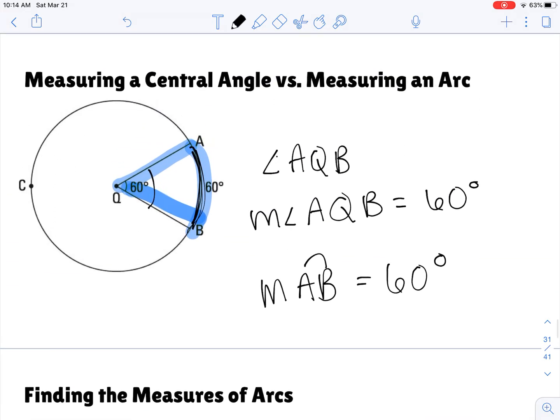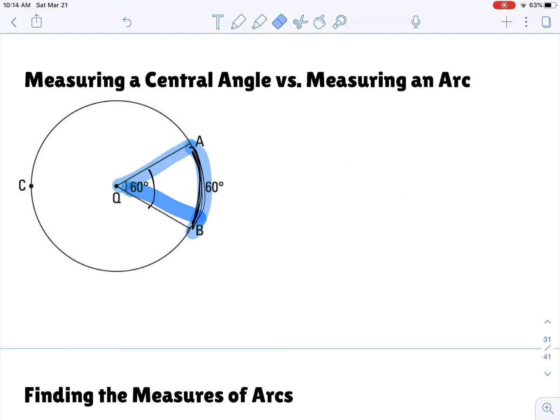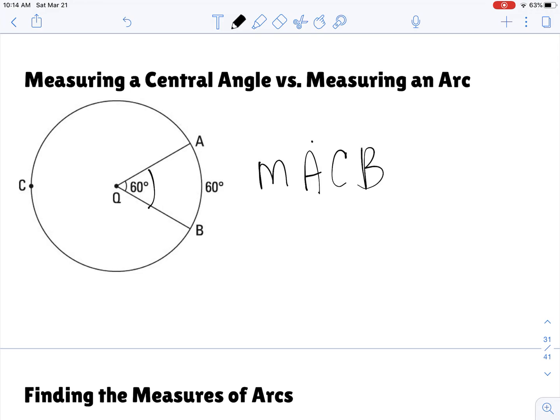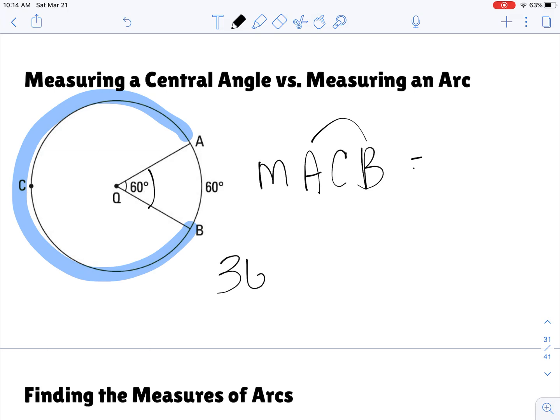And let's go back for a minute. If we know that this is 60 degrees, can we find the measurement of arc ACB, meaning the major arc? Well, we know there's 360 degrees in a circle, and if this part is taking up 60, if we just do 360 minus 60, we get the measurement of this arc, and it's 300 degrees.